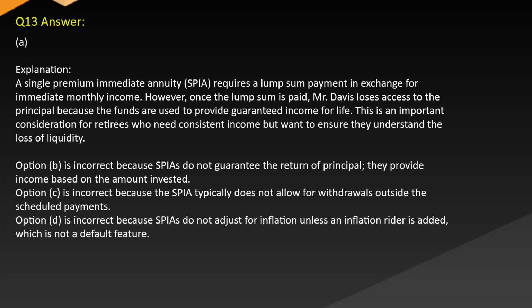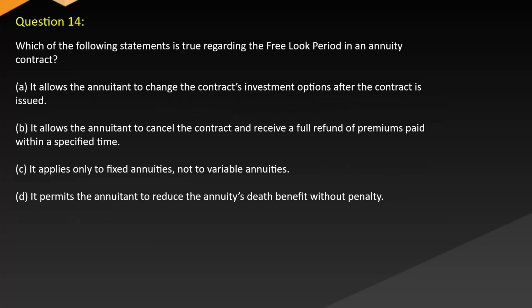They provide income based on the amount invested. Option C is incorrect because the SPIA typically does not allow for withdrawals outside the scheduled payments. Option D is incorrect because SPIAs do not adjust for inflation unless an inflation rider is added, which is not a default feature. Question 14.